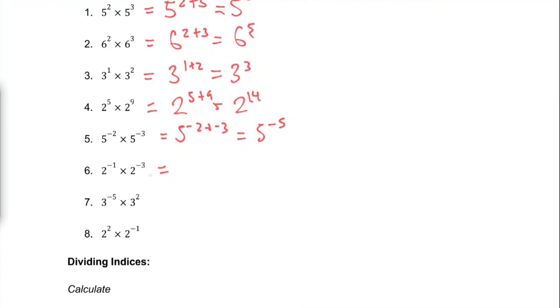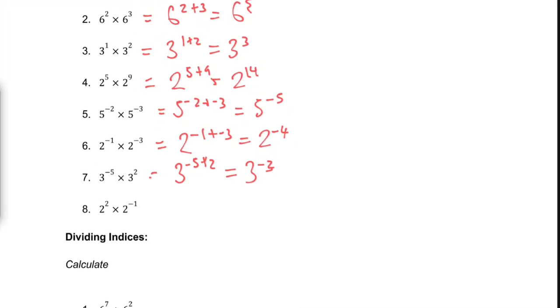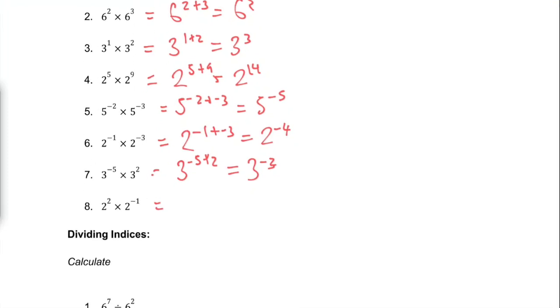Okay, so 2 to the minus 1 times 2 to the minus 3, that is 2 to the minus 1 add minus 3, which is 2 to the minus 4. 3 to the minus 5 times 3 squared, well, that's going to be 3 to the minus 5 plus 2, which is going to be 3 to the minus 3, rather. Apologies. And then finally we have 2 squared times 2 to the minus 1.